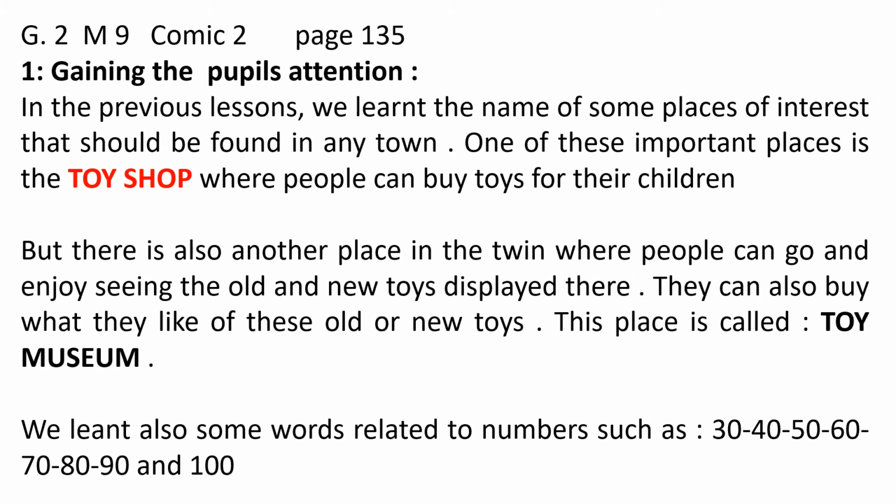Now we come to part number two of the lesson, comic B. Let me say, in the previous lesson, we learned the names of some places of interest that should be found in any city. Some of these important places is the toy shop, where people can buy toys for their children. But there is also another place in the town where people can go and enjoy seeing the old and new toys displayed there. They can also buy what they like of these old and new toys. This place is called Toy Museum.